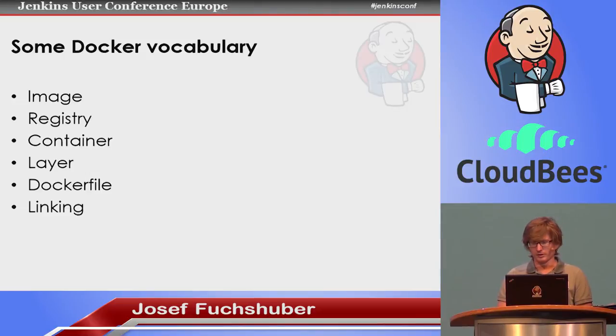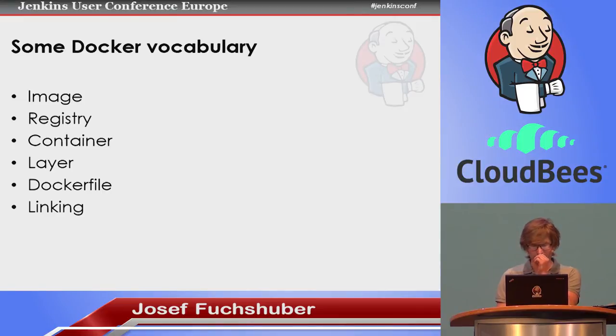The last term is linking. It's important for running distributed applications in more containers in parallel on one host. We can link containers together, and this allows secure communication between the containers. There is our database server and our application server. Two containers are started up and linked together, and they communicate through the links.